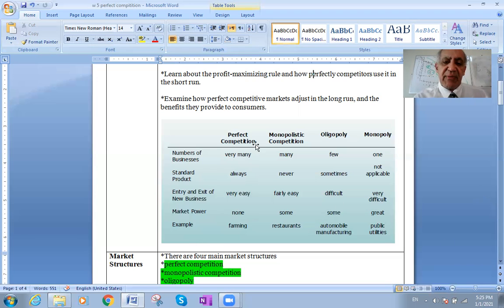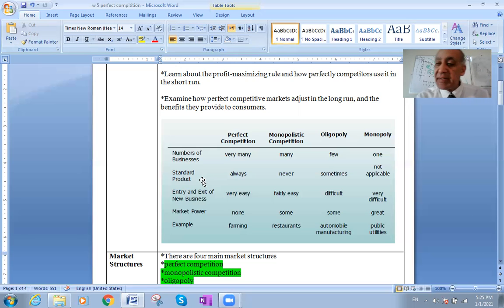So again, in perfect competition, the number of businesses working is so high. At the same time, the products are standard, which means all the products are homogeneous, all having the same specifics in satisfying consumer needs. Exit and entry to the markets, in all cases, are very easy. It's very easy to get into the market or get out of the market. It's just a decision.